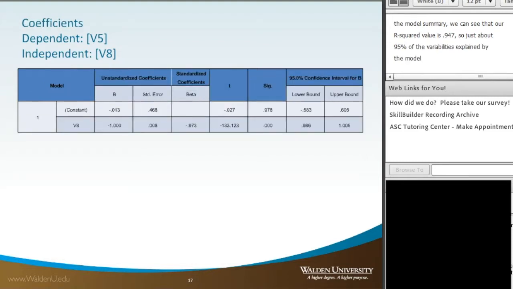Then moving on to the coefficients table, we can see that for variable number 8, the unstandardized coefficient, the large B, is actually negative 1.00. So we're going to have a negative correlation. We can see under the sig value that it's 0.00, which is significant. It's less than 0.05. And our confidence interval does not include the value of 0, so that's all good.